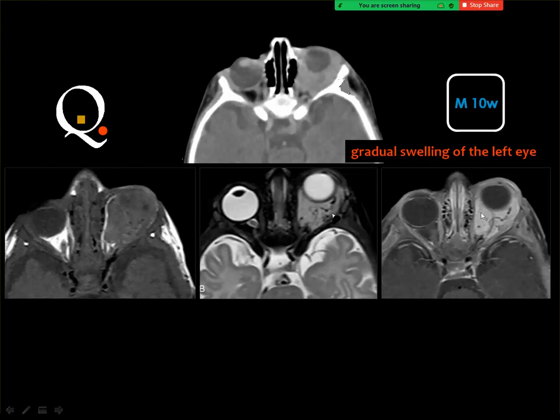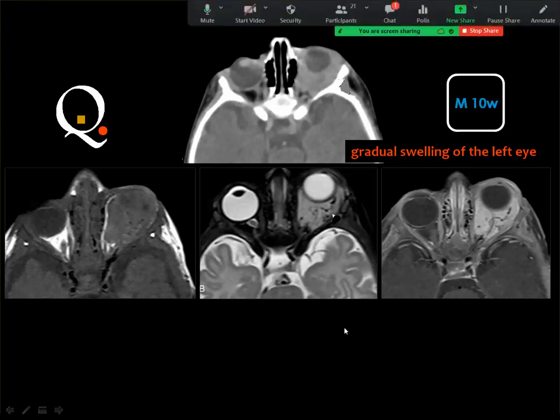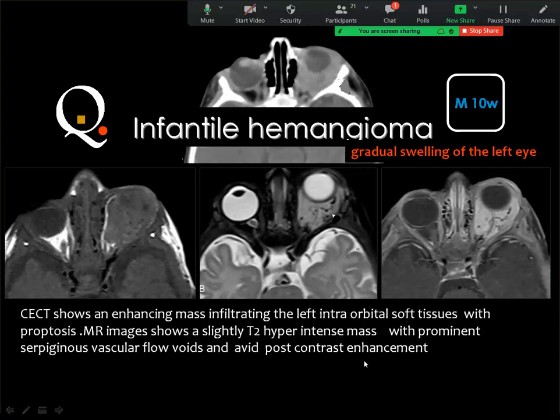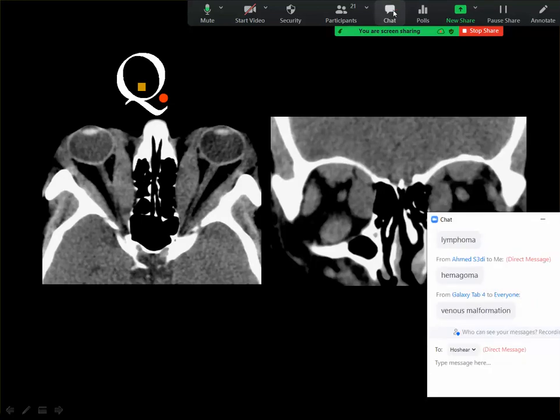Then vessels within the lesion are usually diagnostic of a vascular malformation or venous angioma or capillary hemangioma, which is common in this pediatric age group compared to the cavernous hemangioma, which is common in adults. And this is what we call infantile hemangioma or the capillary type of hemangioma. Then this is an easy diagnosis, of course.